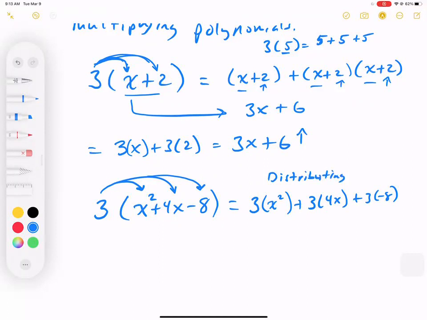the 3. So 3 times x squared is not x to the 6th power. The 3 is a constant in the front, so 3 times x squared, I have 3x squared. How many 4x's do we have? We have 3 times 4, we have 12 x's now. And 3 times negative 8 is negative 24. Yes, it could be that easy.